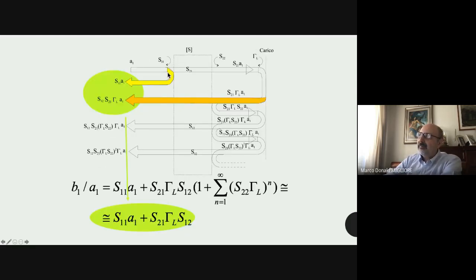Of course, all these other contributions, the third, fourth, and so on, are quite small because they depend on higher reflections. So at first order, what I measure is S11A1 plus this quantity. This is the reflection coefficient at the first order that I measure. And inside this, there is gamma L, that is the quantity in which I'm interested.